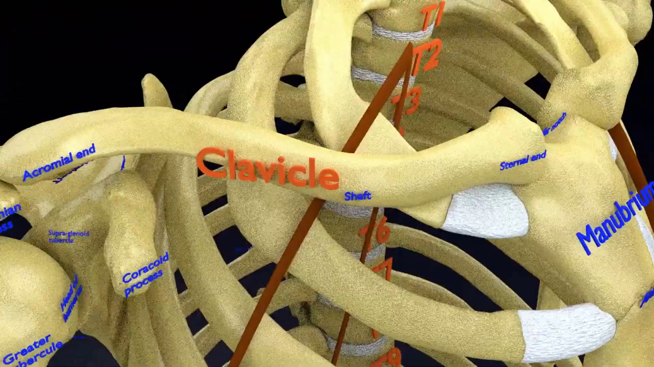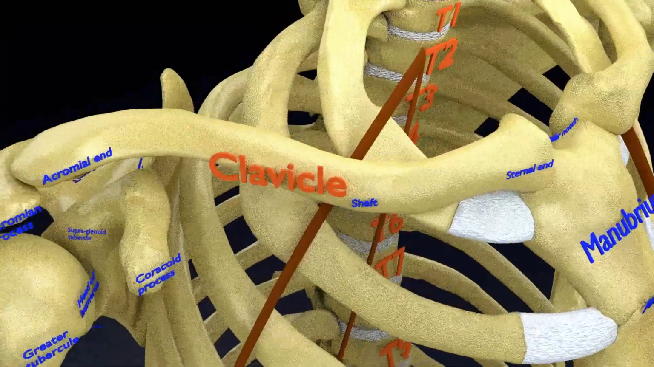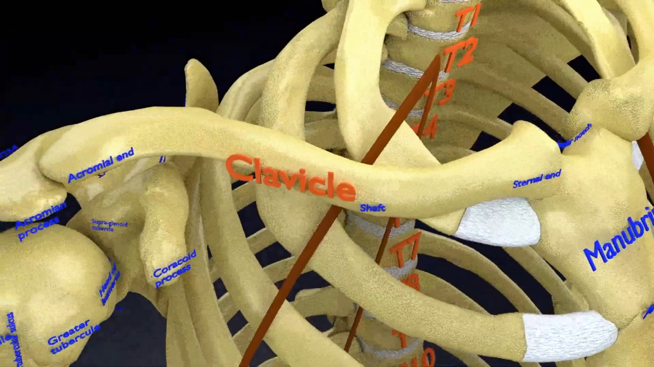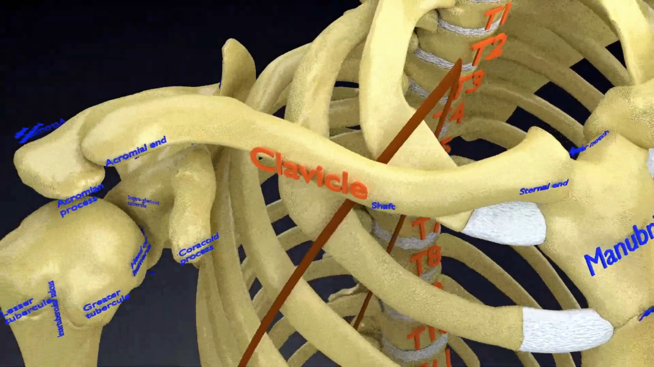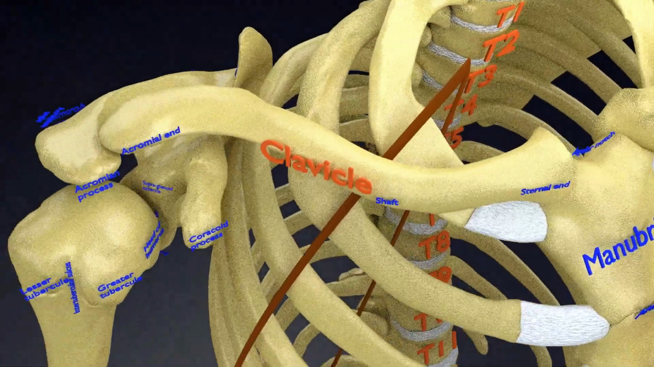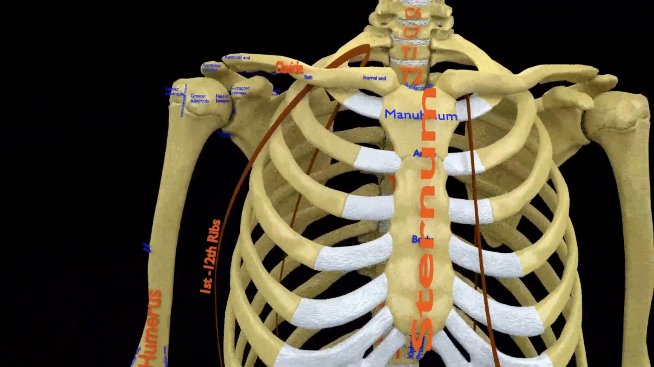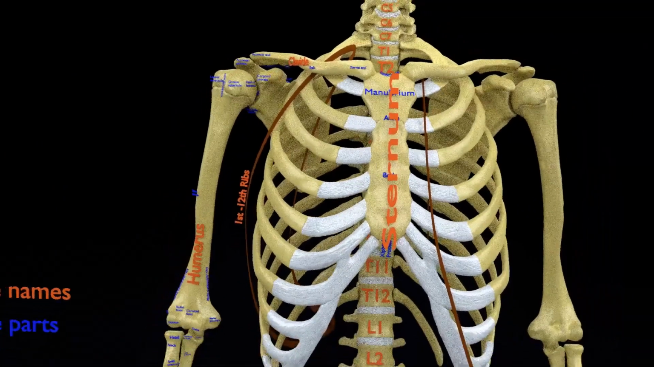Now let's come to the clinical anatomy related to the scapula. Paralysis of the serratus anterior causes winging of the scapula. This completes the thoracic cage along with parts of the scapula and clavicle.